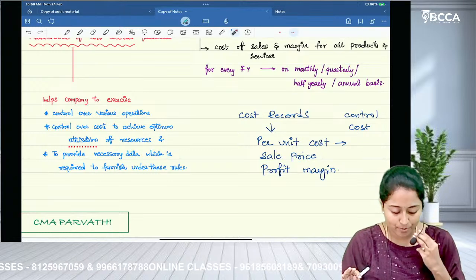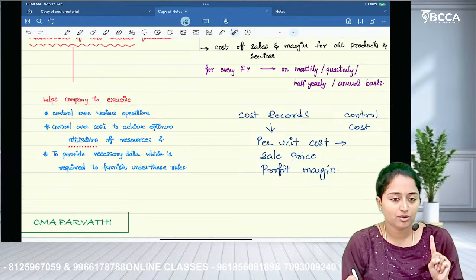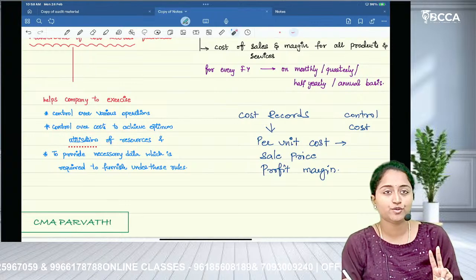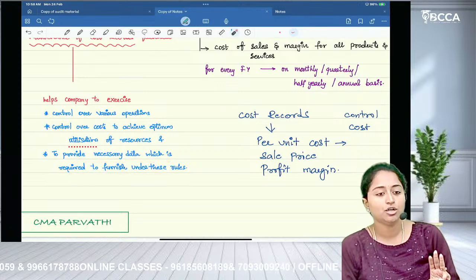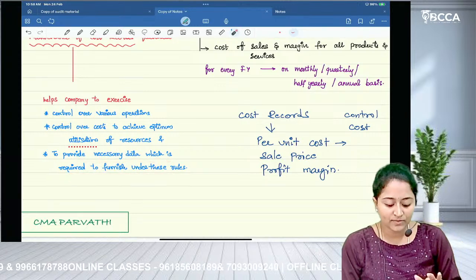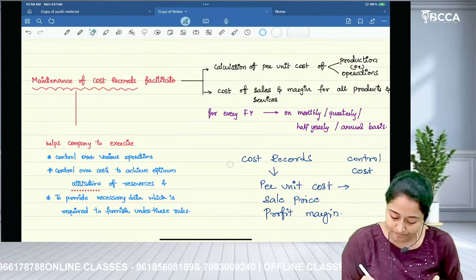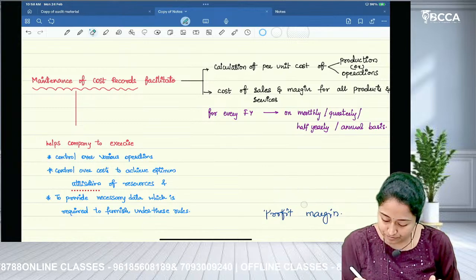So these are the 3 points. First is control over operations. Second, control over cost to achieve optimum utilization of resources. And third is to provide necessary data which is required to furnish under these rules. Clear? This is given under Rule 5. Any doubts with Rule 5? No doubts?